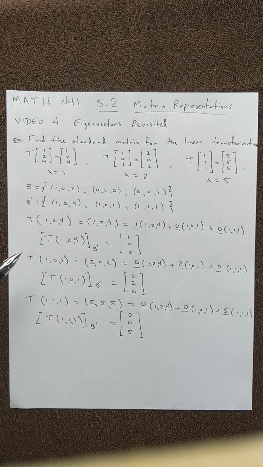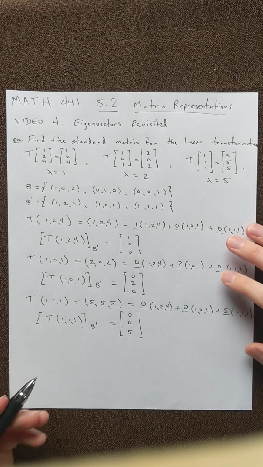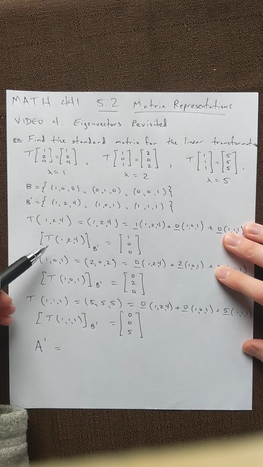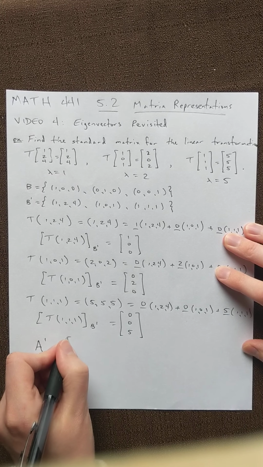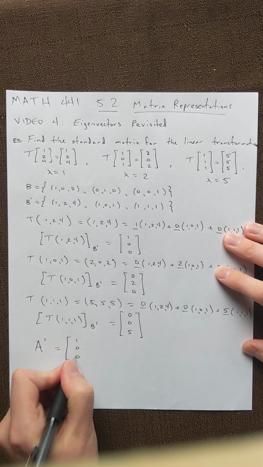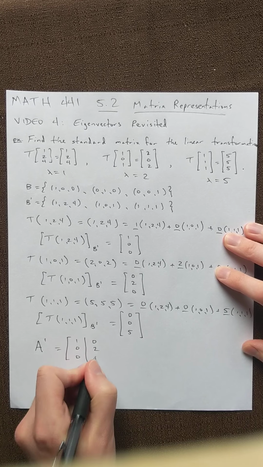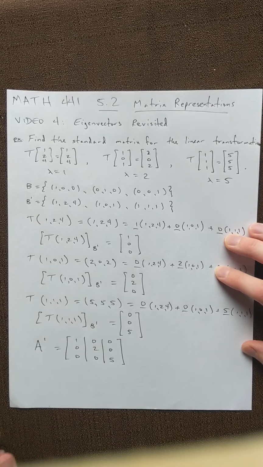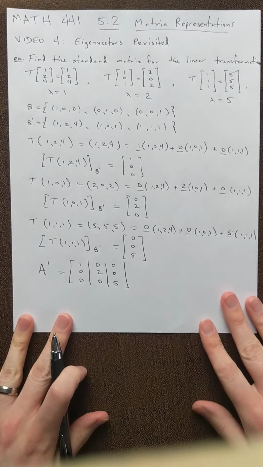Okay, so we haven't found the standard matrix, but we have found the matrix relative to the B prime basis. So I'm going to call this A prime, which has columns these 3 vectors: 1, 0, 0, 0, 2, 0, and 0, 0, 5. Okay, let's slide the page up a little bit.